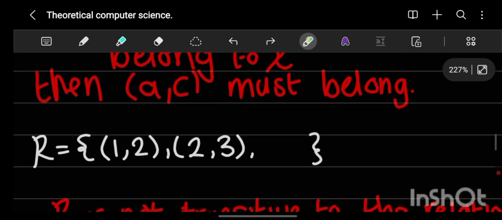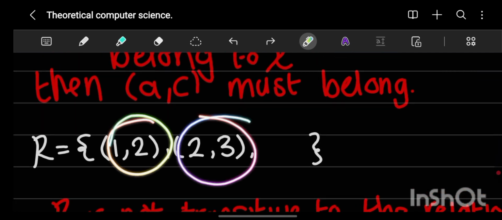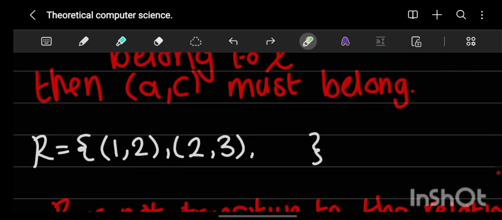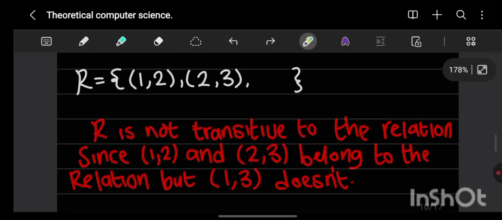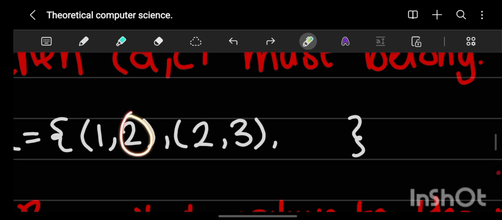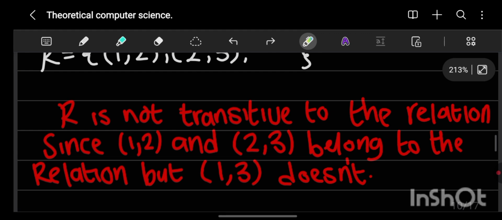So if you have something like this, you would explain it like this: R is not transitive, since (1,2) and (2,3) belong to the relation, but (1,3) does not belong. Remember, because you have 2 here and 2 there, by default you should have (1,3) as well. So it's not transitive.